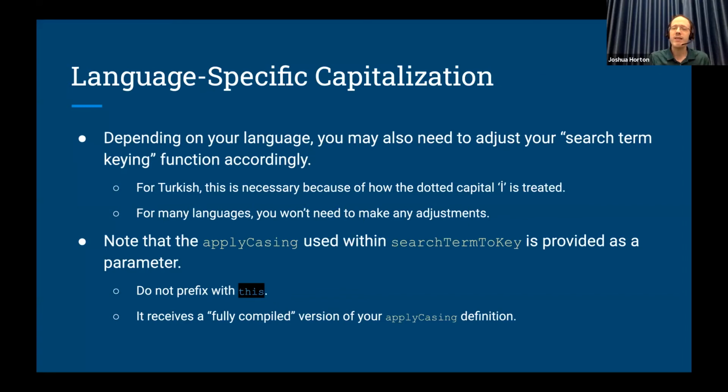Recognizing the role that casing plays in our expectation of how to type lazily, we've made sure that you can have your apply casing function be accessible within your search term to key function for that search term keying aspect. This will be passed to you as a parameter because we do a little bit of work after you've specified apply casing on the compiler side to wrap all of it together in one nice bundle. So we want to actually use the finalized version, which will be passed as a parameter.